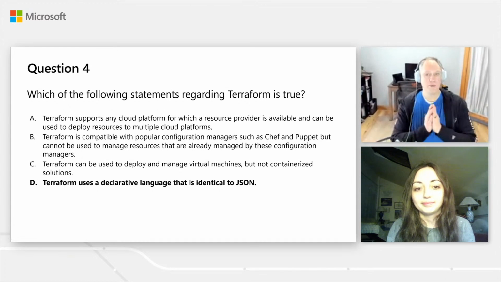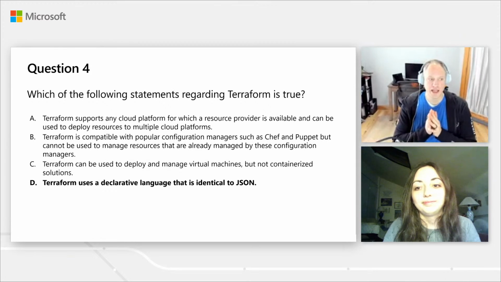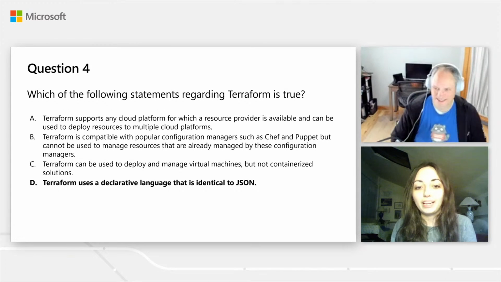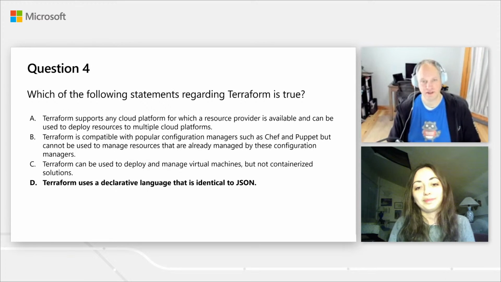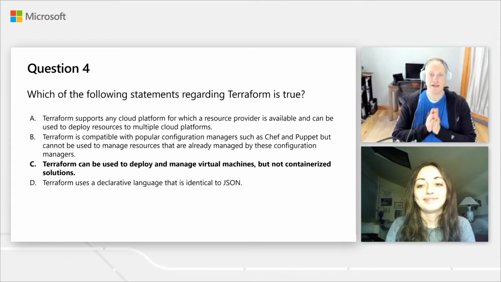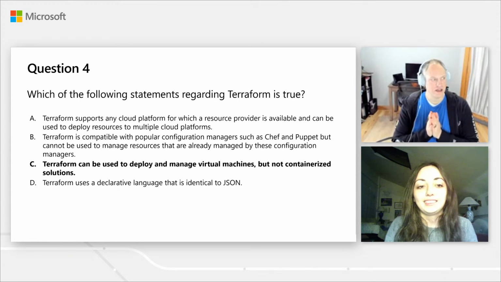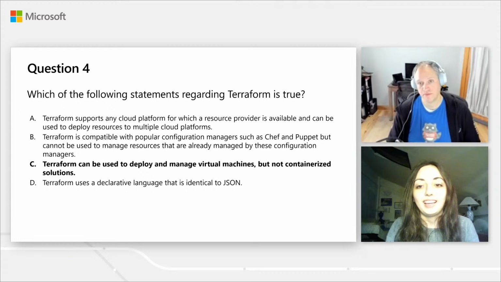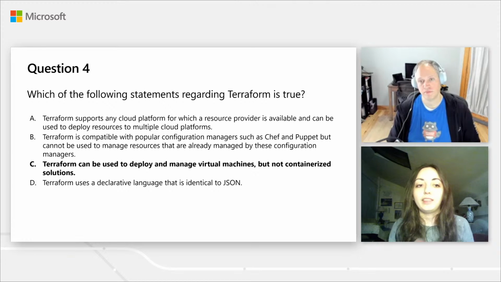All right, how about D? Terraform uses a declarative language that's identical to JSON. As you said before, Terraform uses a declarative language that is unique to Terraform. Yep, HCL, right? Yeah. Now let's try C. Terraform can be used to deploy and manage virtual machines, but not containerized solutions. I think this is also incorrect because Terraform can be used to deploy different types of cloud solutions, including containerized solutions.